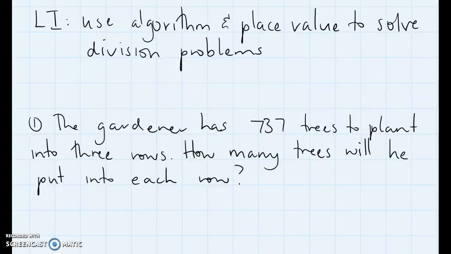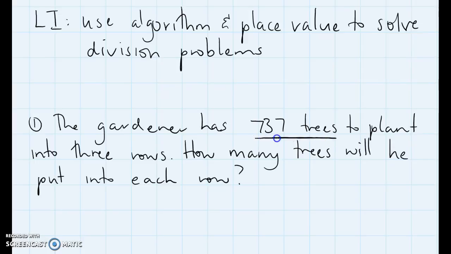Okay, our learning intention is to use algorithm and place value to solve division problems. Our first example: the gardener has 737 trees to plant into 3 rows. How many trees will he put into each row? So first of all, we need to look for clues in our word problem.